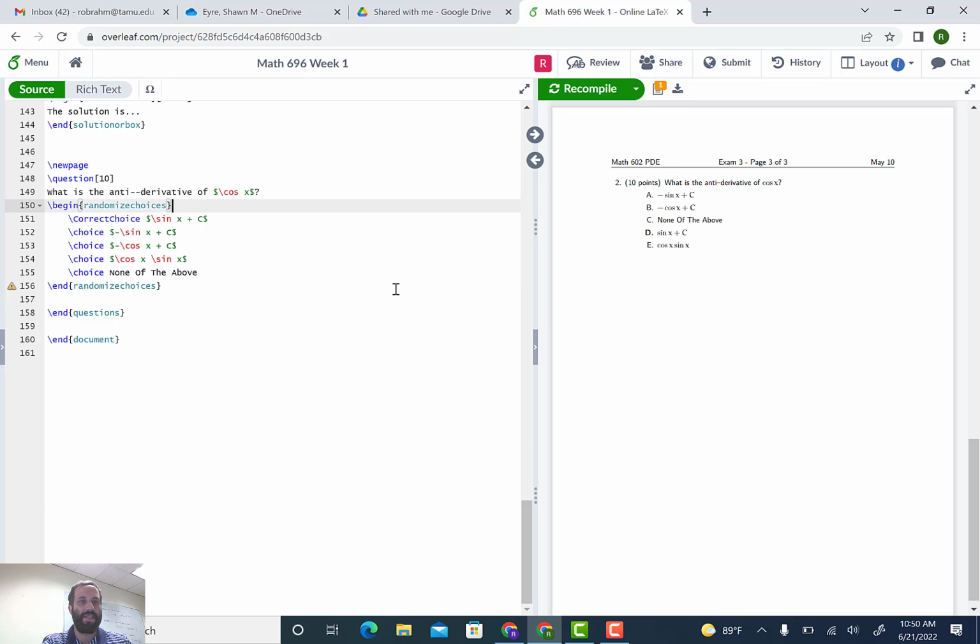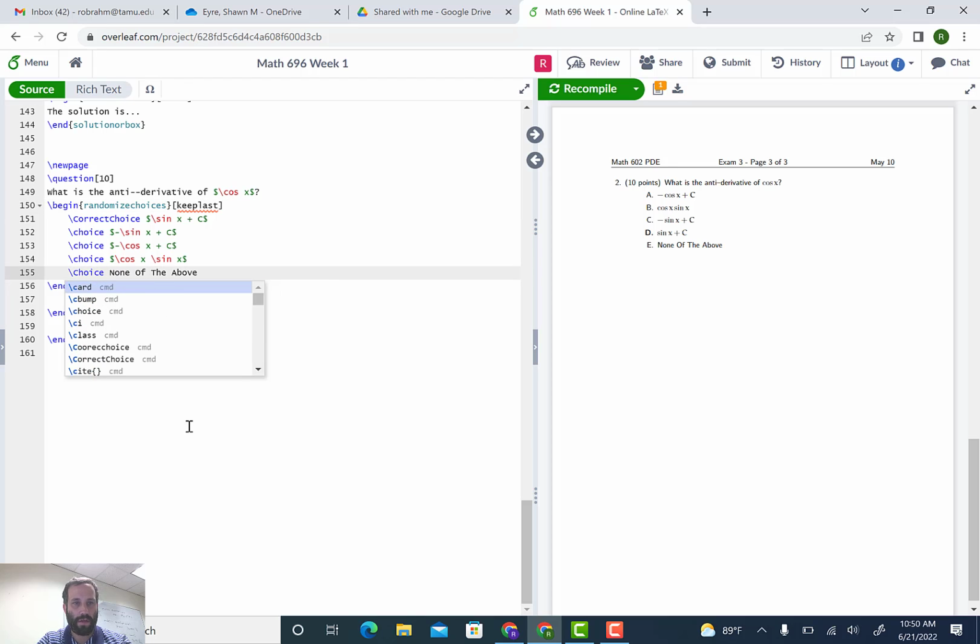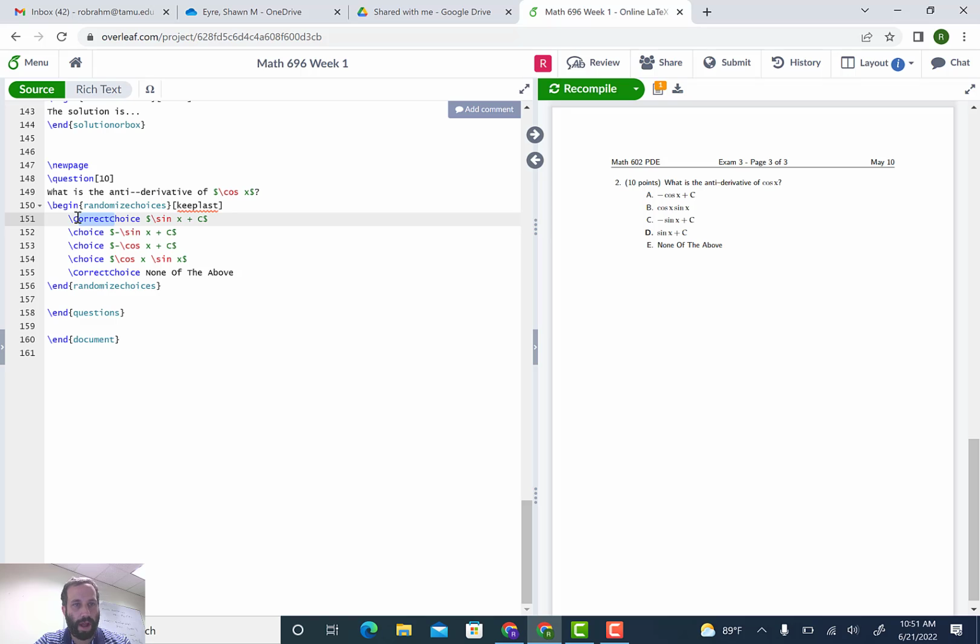So you can give this an optional argument here. I think it's keep last. And when I recompile this, it's going to make none of the above stay the last answer choice. And of course, this is not going to be correct for this. But if I want this to be the correct choice, you can also make that the correct choice.